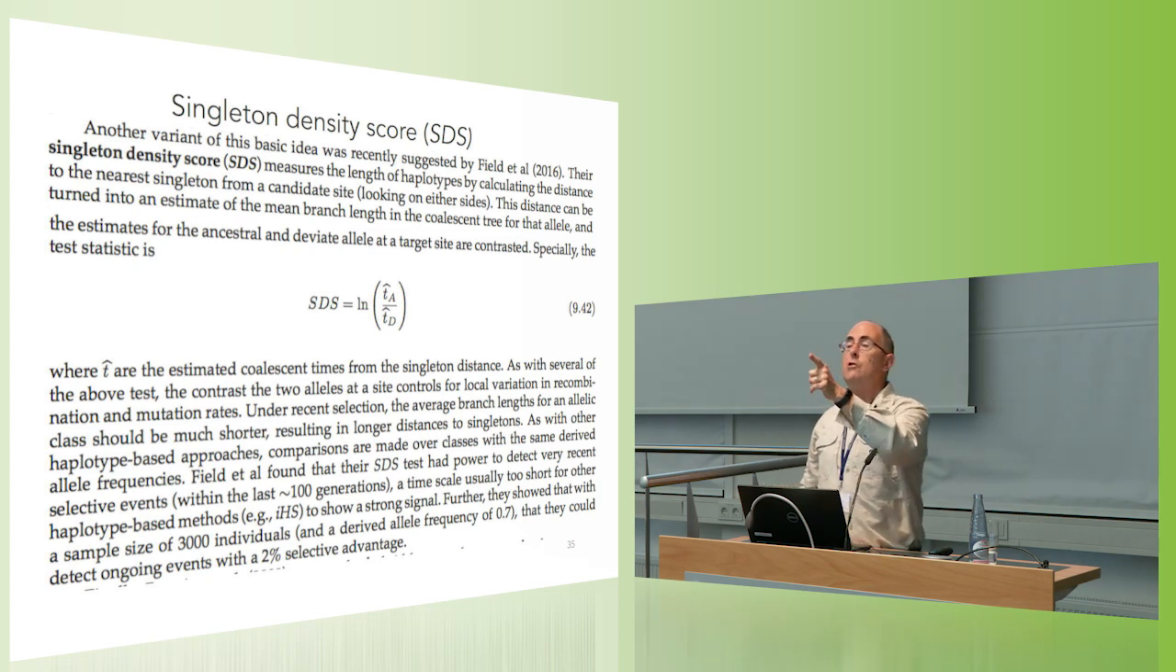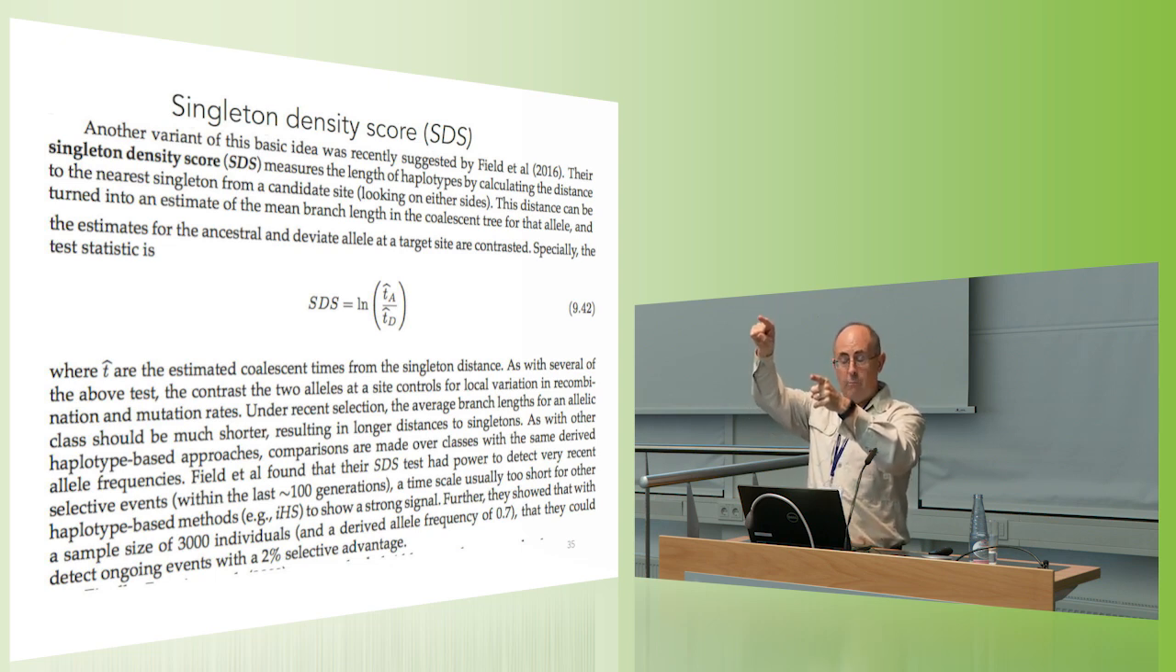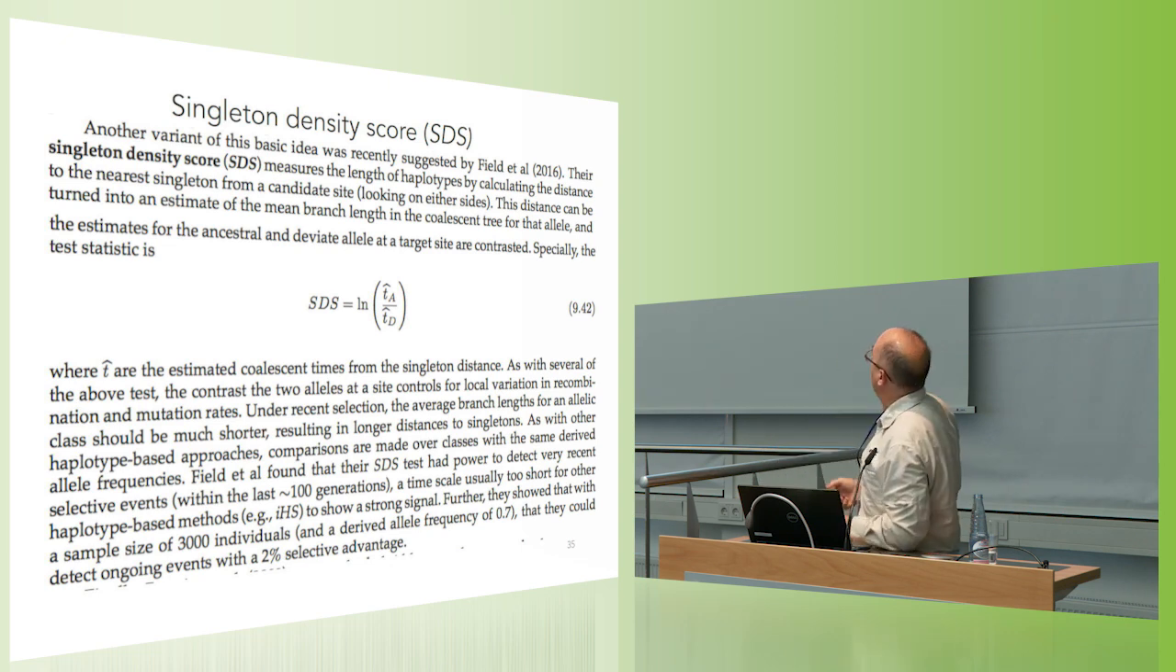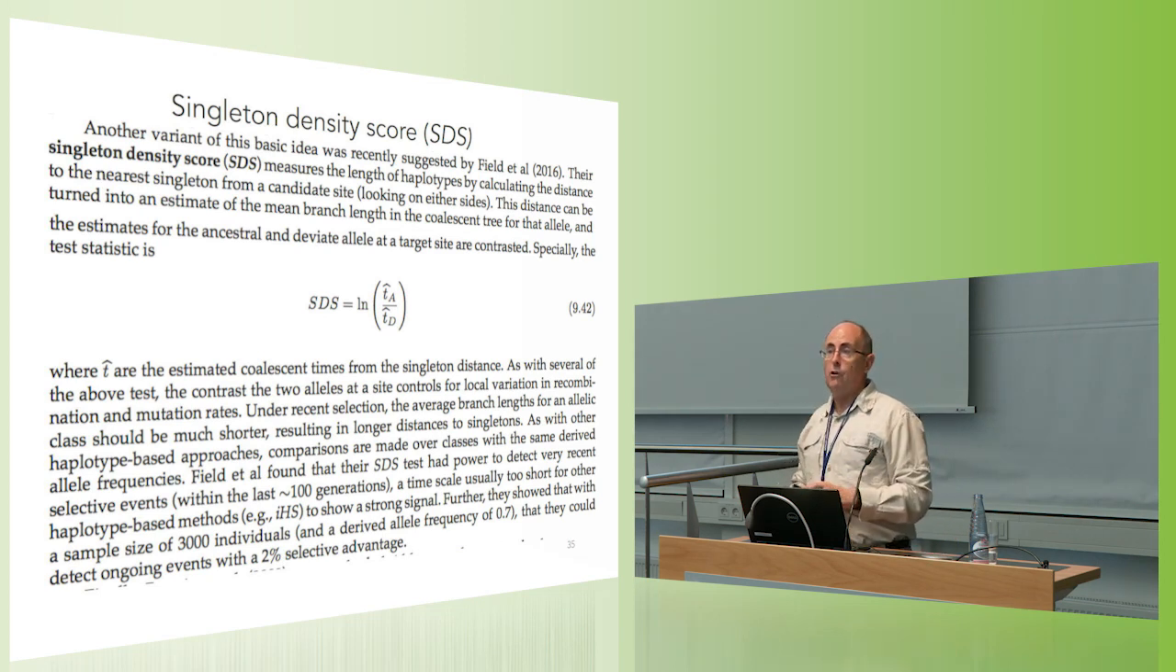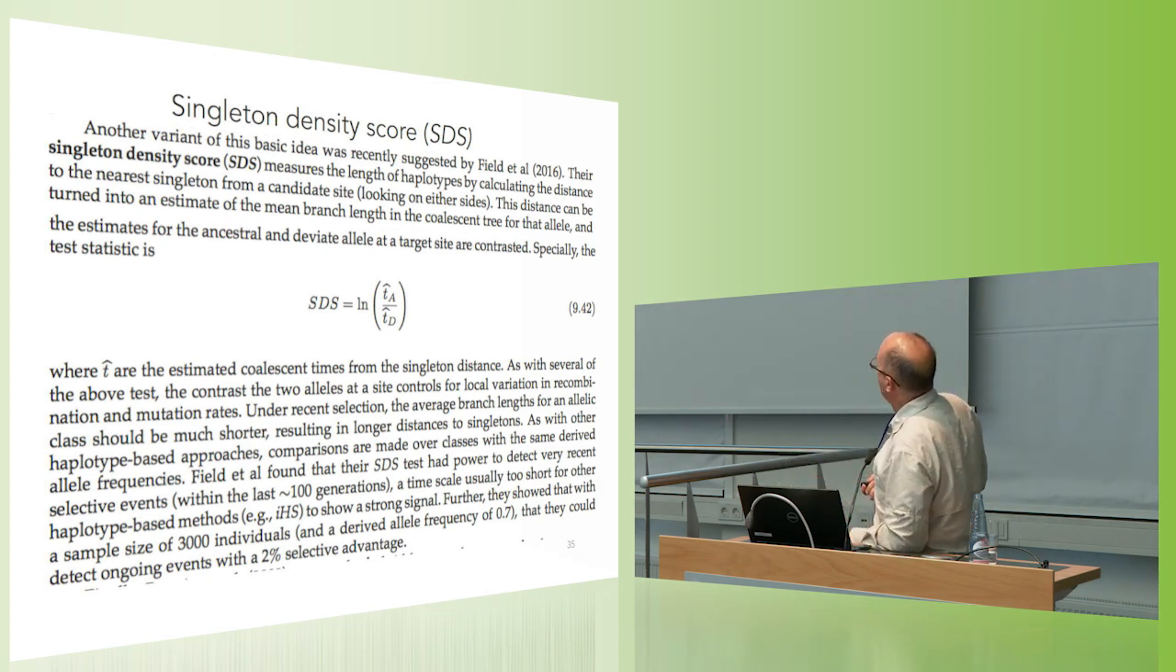I take a target region, and I scan how far I have to go over on either side until I see a singleton. A singleton means a variation that's only found in one chromosome in our entire sample. You can look at the ratio of those to the two alleles, and that gives you something called the singleton density score. What Jonathan showed is this is actually relatively efficient for detecting polygenic sweeps. His data was from English medical records, and with a sample size of 3,000 individuals, they could detect ongoing events at about 2%.